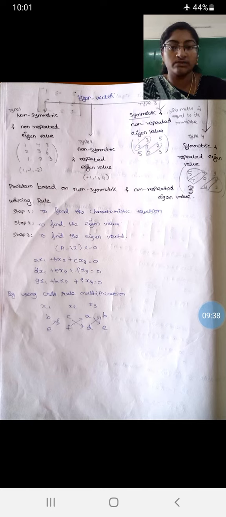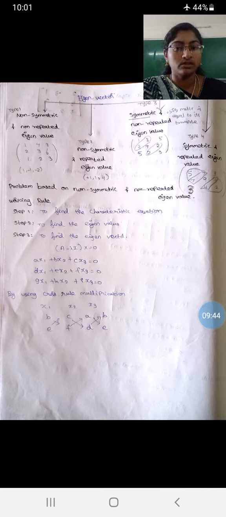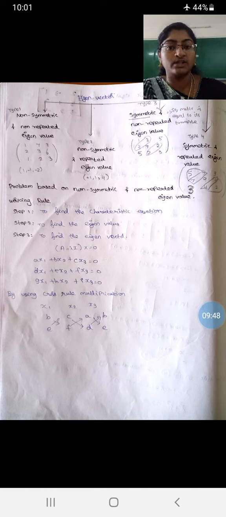Now in this class we will see type 1, problems based on non-symmetric and non-repeated eigenvalue. So here I have given the working rule for type 1. Step 1 is we have to find the characteristic equation. We already know the formula, which is lambda cube minus S1 lambda square plus S2 lambda minus S3 equal to 0. This is applicable for a 3 by 3 matrix.